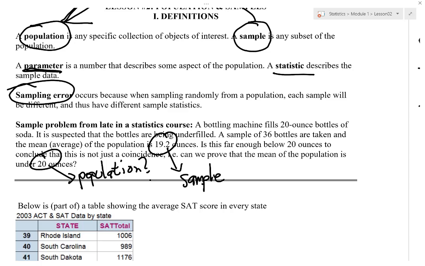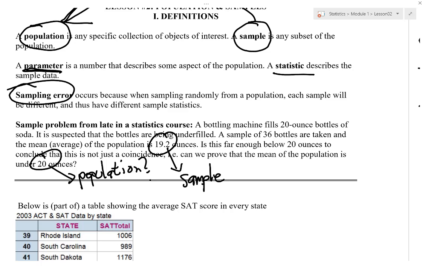Well, it's certainly below 20 ounces, but is it far enough below to say it's not a coincidence? Because you're going to have sampling error. Not every bottle is going to be exactly 20 ounces. Some might be a few tenths of an ounce over or under. So the question we're asking is not, is 19.2 lower than 20? Obviously it is. The question we're asking is, is that evidence that the average of the population is under 20? That's the distinct difference.